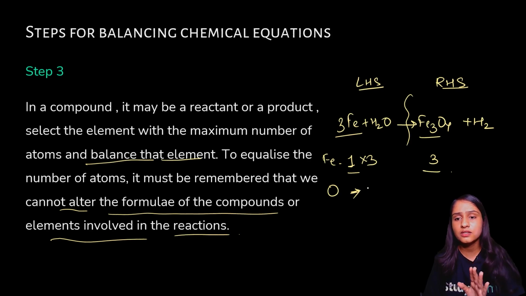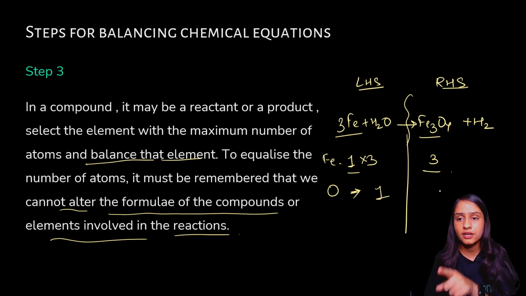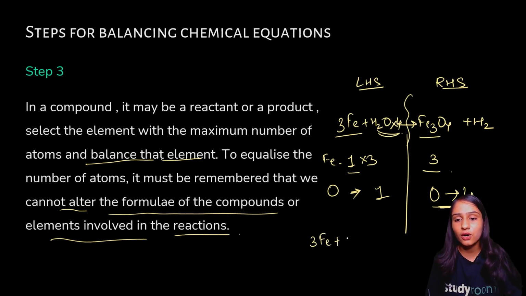So here you can see that the number of oxygen on the left hand side is 1, and the number of oxygen on the right hand side is 4. So this is the maximum. Okay, so here what will you do? You will balance the oxygen. So this will get 4. So what equation did I get? Fe plus H2O gives Fe3O4 plus H2.